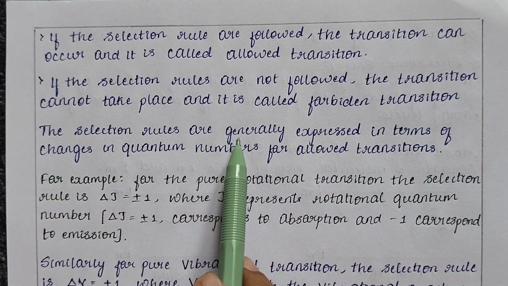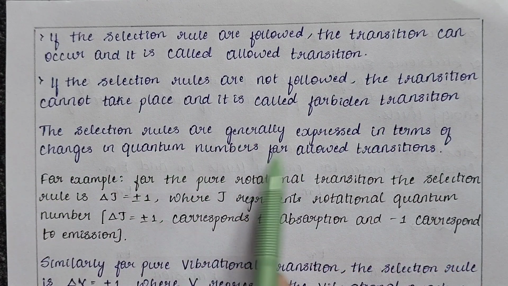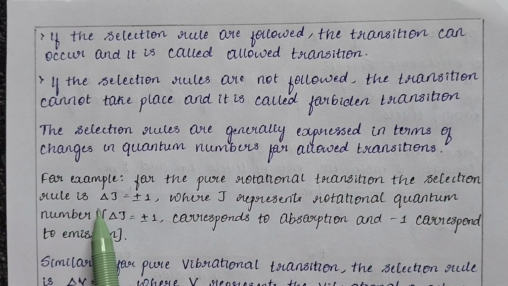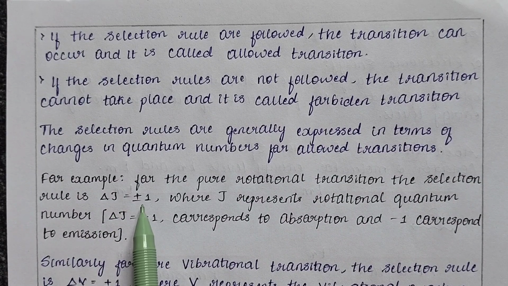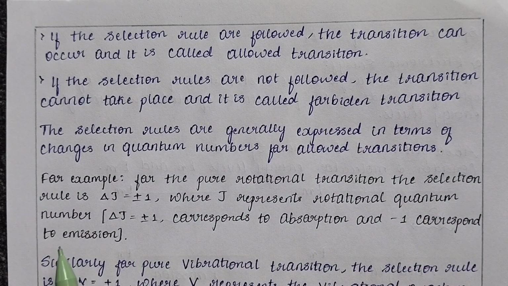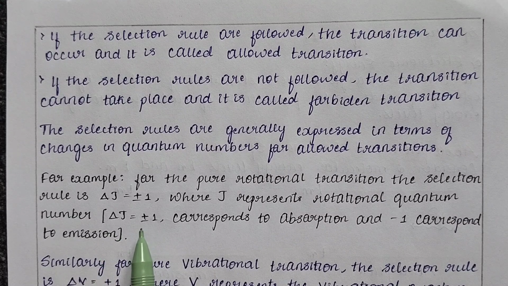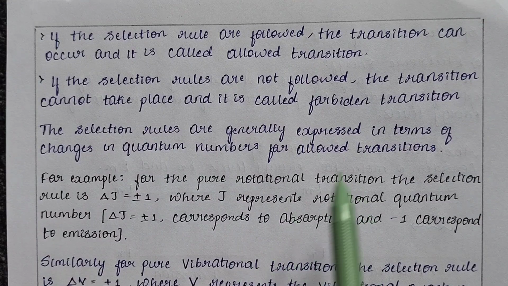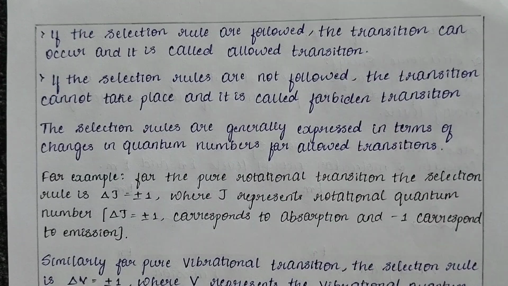The selection rules are generally expressed in terms of changes in quantum number for allowed transitions. For example, for a pure rotational transition, the selection rule is given by delta J equal to plus or minus 1. Here J represents the rotational quantum number. So delta J equal to plus 1 corresponds to absorption and minus 1 corresponds to emission. From this example, we got to know that transitions are only allowed when the electrons jump from their energy level to their consecutive energy levels. It might be excitation or depromotion of electrons from a higher energy level to a lower energy level.